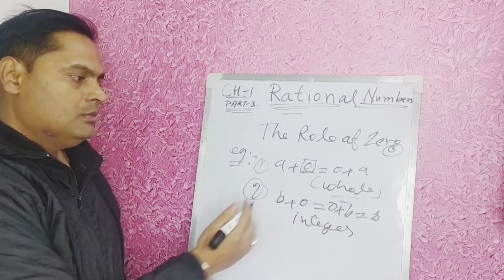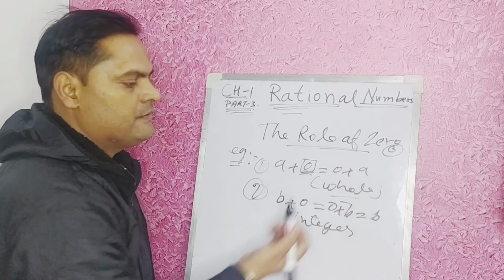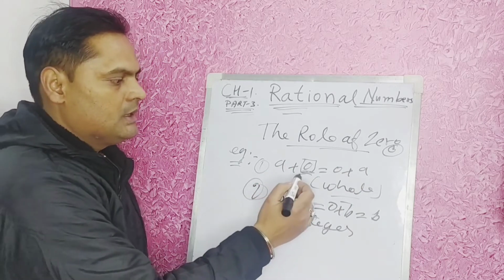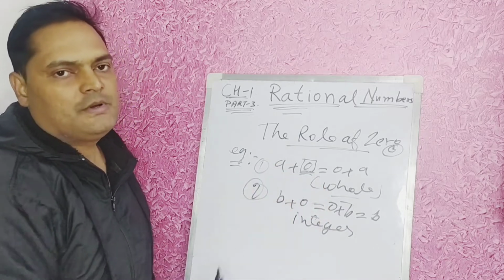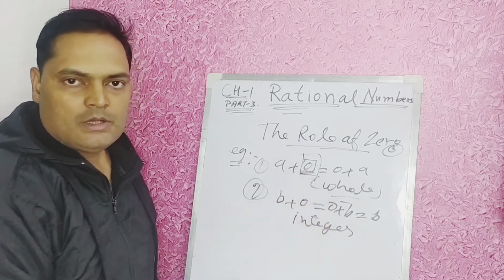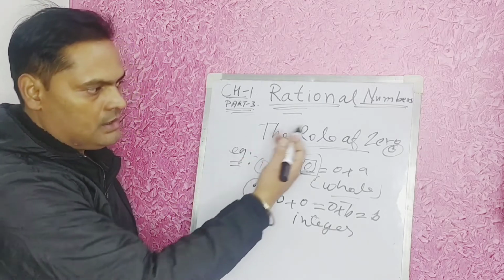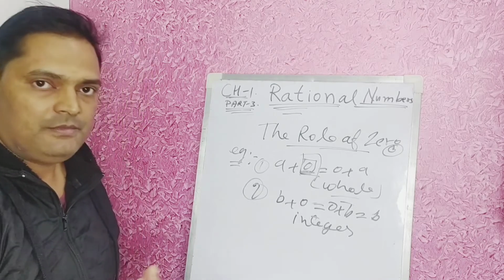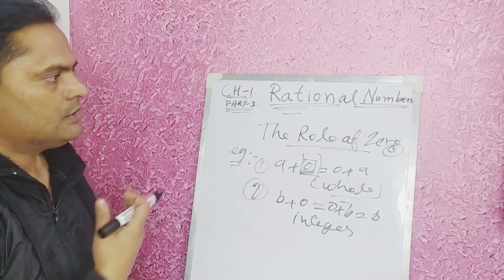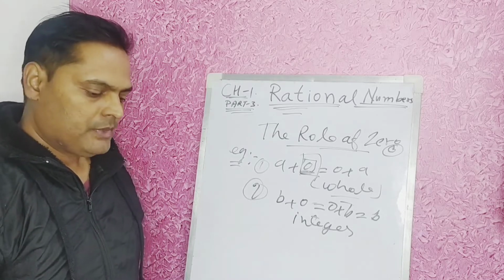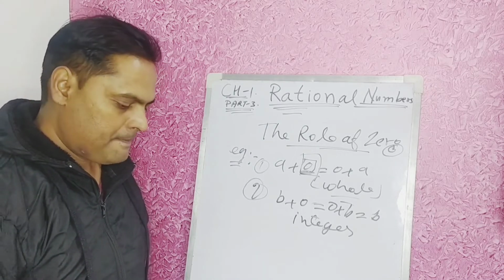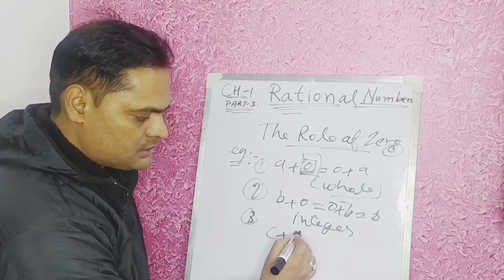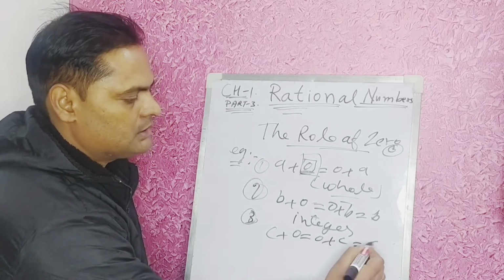Okay. So see, the role of 0 is very important in all aspects, and we know India is the first to have given 0 to the world. So it's very important, and I really like this topic, the role of 0, in the very first chapter, that is rational numbers in the 8th class. So we should be proud of this. Okay, and let's see this third example. c plus 0 equals 0 plus c is equal to c.